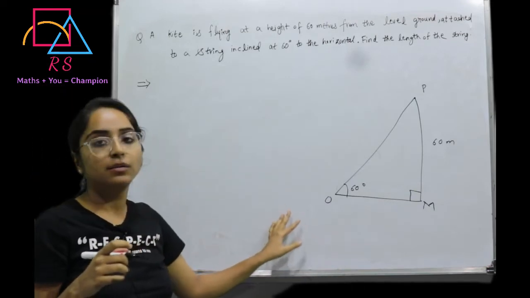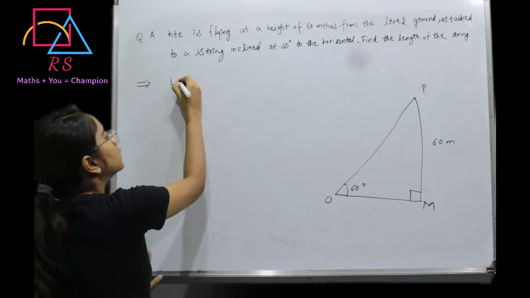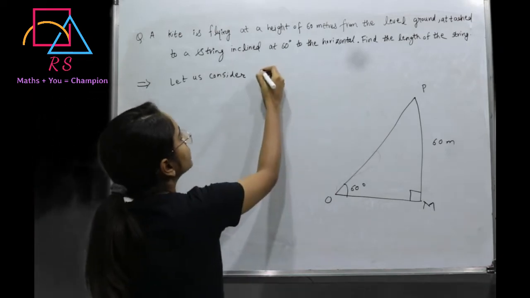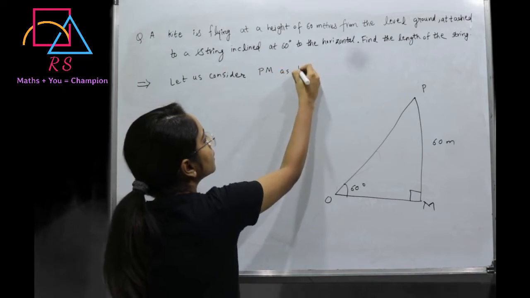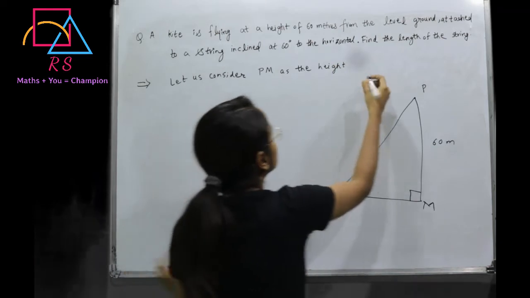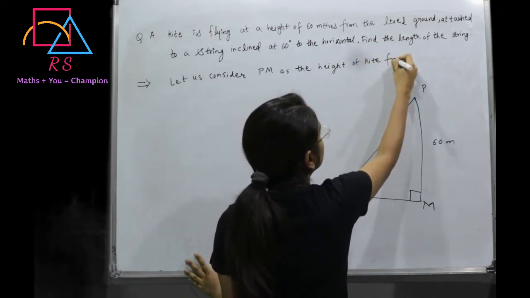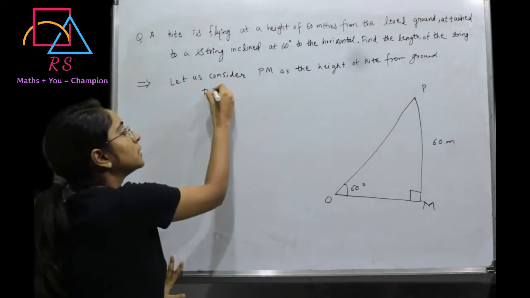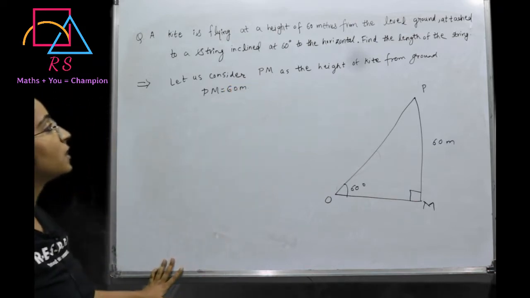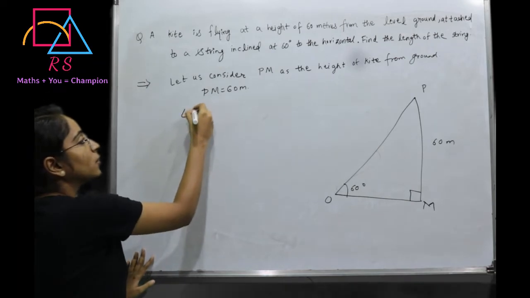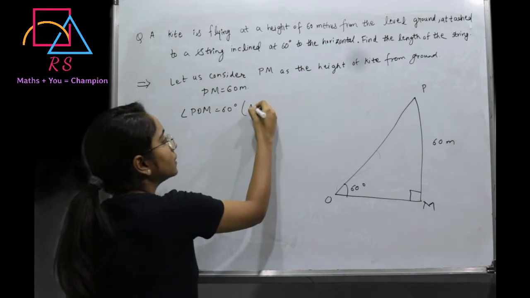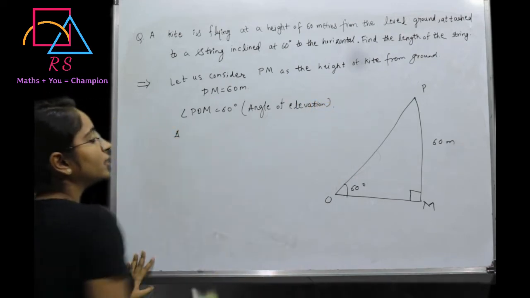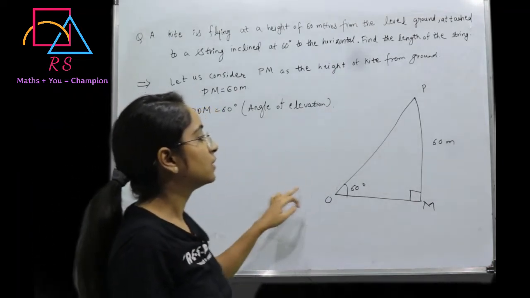Further, I'll write the part which we have considered. Let us consider PM as the height of the kite from the ground. PM is the height of the kite from the ground, which is given as 60 meters, and further angle POM is 60 degrees, which is the angle of elevation. We have to find the length of the string, which is OP.